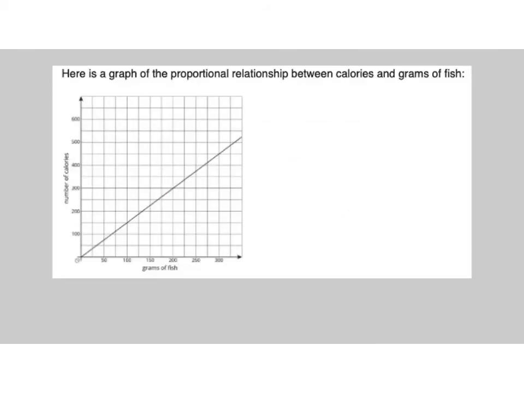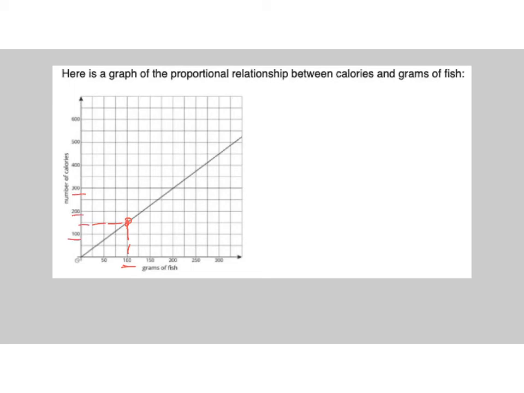All right, let's take a look at this. Here is a graph, a proportional relationship between calories and grams of fish. So let's say you're a bodybuilder or you're on the soccer team and you're trying to get some protein for lean muscle and you want to know how many calories you get per gram of fish. So I know it's kind of hard to see here, but let's go to 100 grams of fish. Let's track this up. We hit a pretty point. Let's go this way.